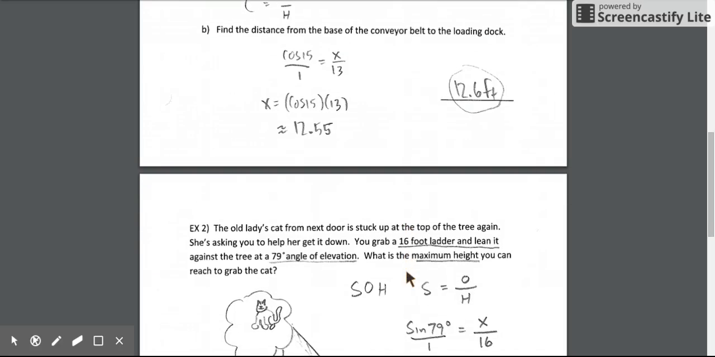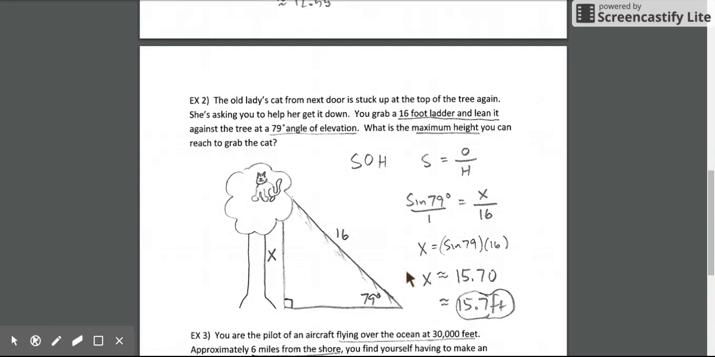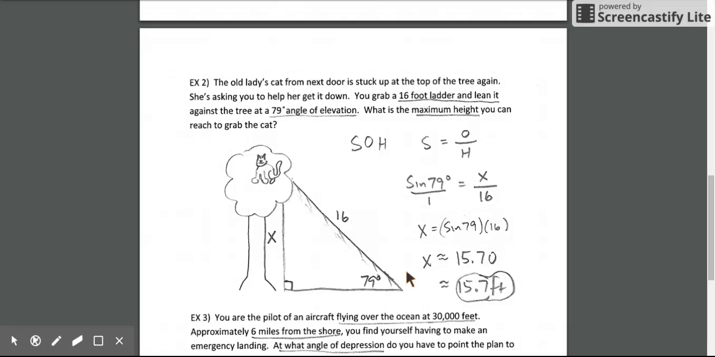Let's try out another example. In this example, we're trying to get a cat that's stuck up in a tree. We grab a 16-foot ladder and we lean it against the tree. So our leaning length, or the hypotenuse, is going to have a length of 16 feet. We lean it against the tree at an angle of elevation of 79 degrees. So the angle that opens upward is going to measure 79 degrees. And we want to find the maximum height we can reach to grab the cat. So a height is going to be our vertical length. So we're going to solve this opposite side of this right triangle.